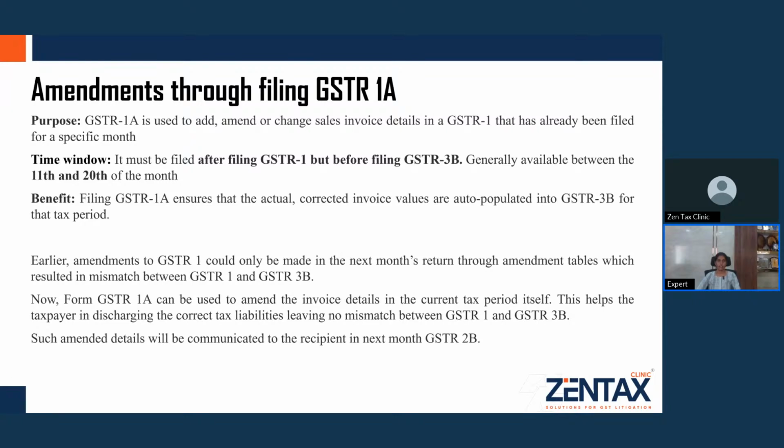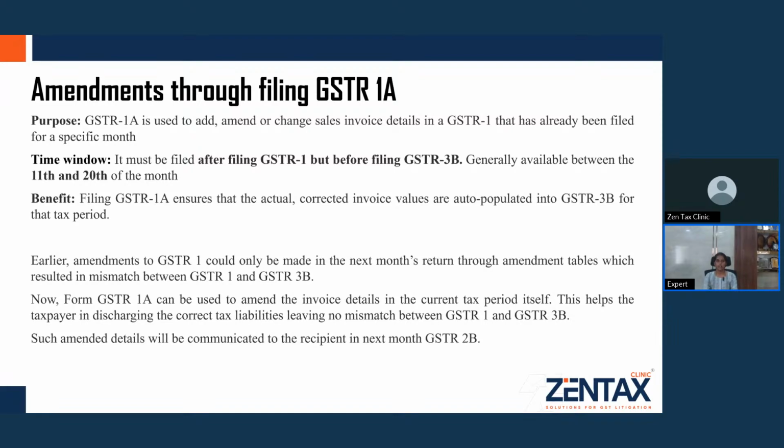And coming to the amendments through filing GSTR-1. First, earlier, before implementation of Form GSTR-1 amendment, any clerical error or omission, any changes in the taxable supplies declared in GSTR-1 had to be amended or changed in the next month's GSTR-1 through table 9.